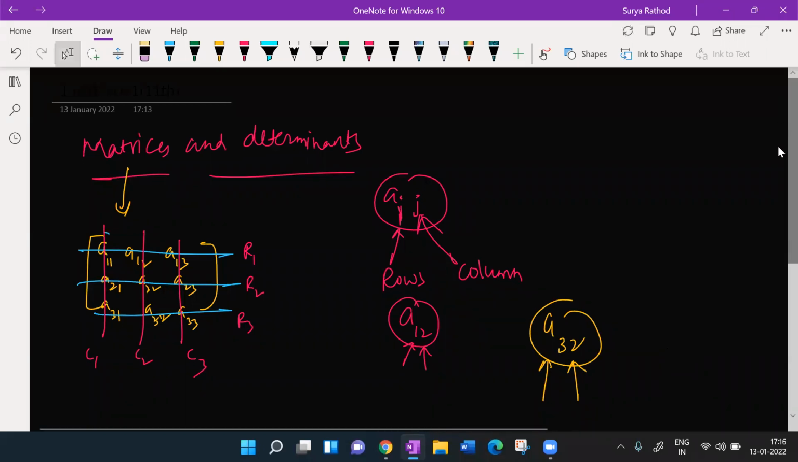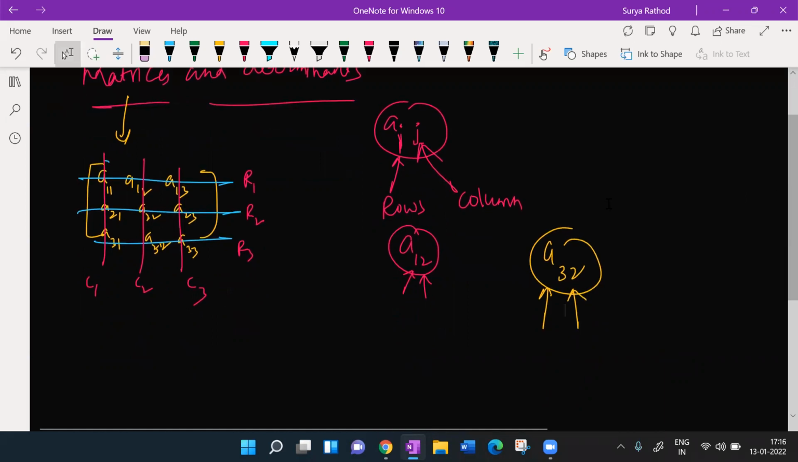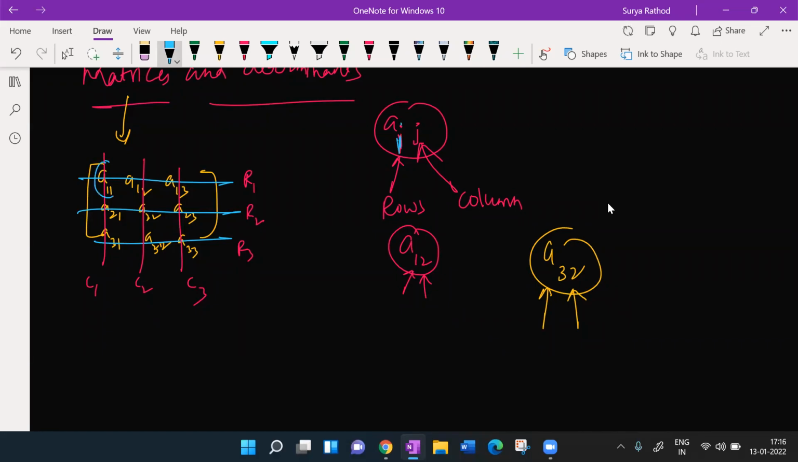Sir, can you explain again? The second one. See, look at Aij, the elements we have written: A11, A12, A13, A21, A22, A23, A31, A32, A33. We have just written these elements, right? The standard form of writing the elements in matrices is Aij, where I denotes the row in which that particular element is located, and J denotes the column.